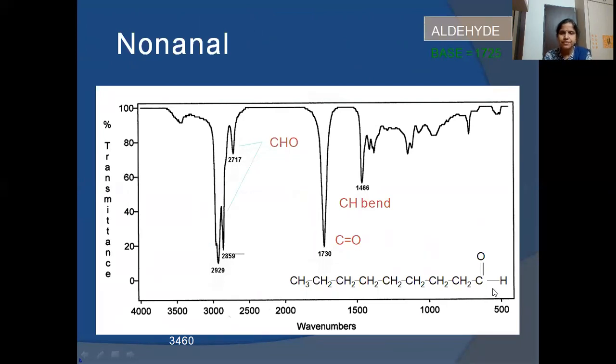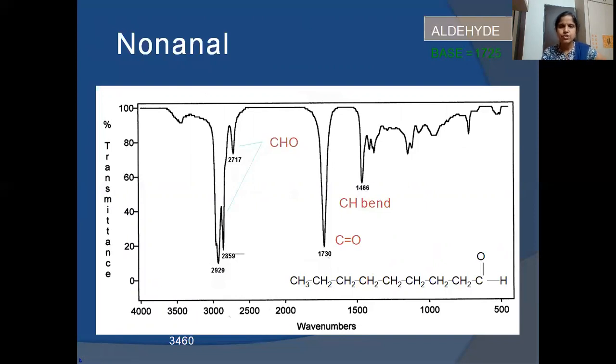So how to identify whether it is an aldehyde or ketone? Again, from the 3000 mark, start looking for the bands. Just below 3000, so it is what? sp3 CH stretching vibrations, and the C=O band at 1730. Okay, very intense band.